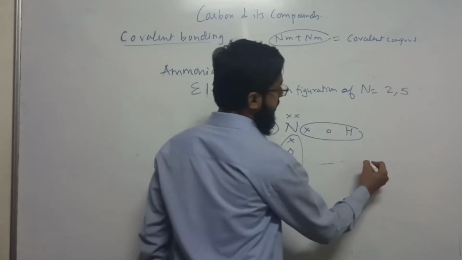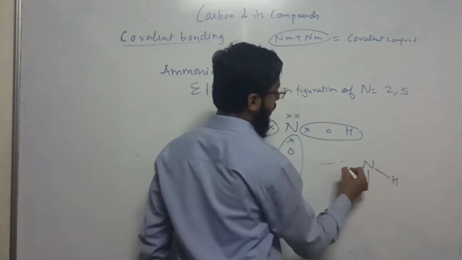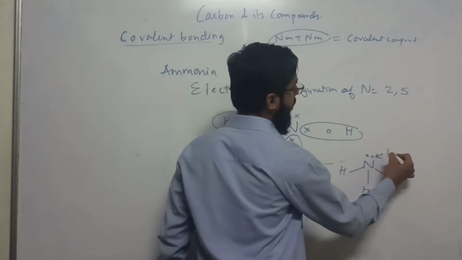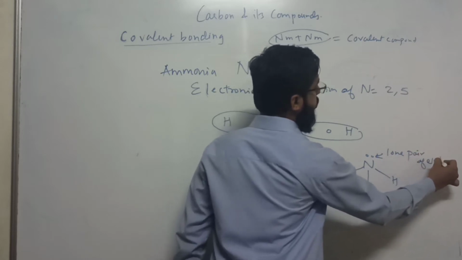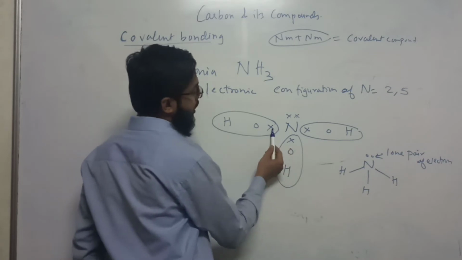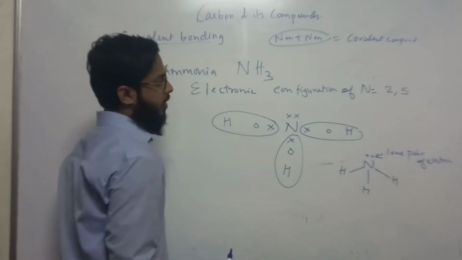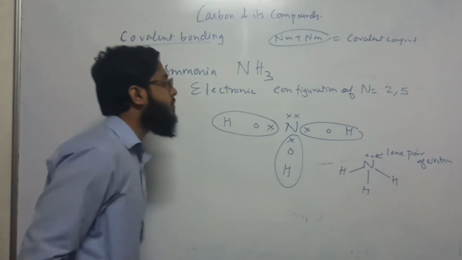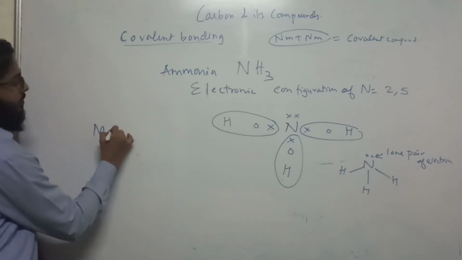Now in this way you can see it gets attached with 3 hydrogens, and these are called lone pair of electrons. Lone pair of electrons do not participate in bond formation. So each bond with hydrogen has 1 electron on this side. So this was about ammonia. Let's talk about methane.